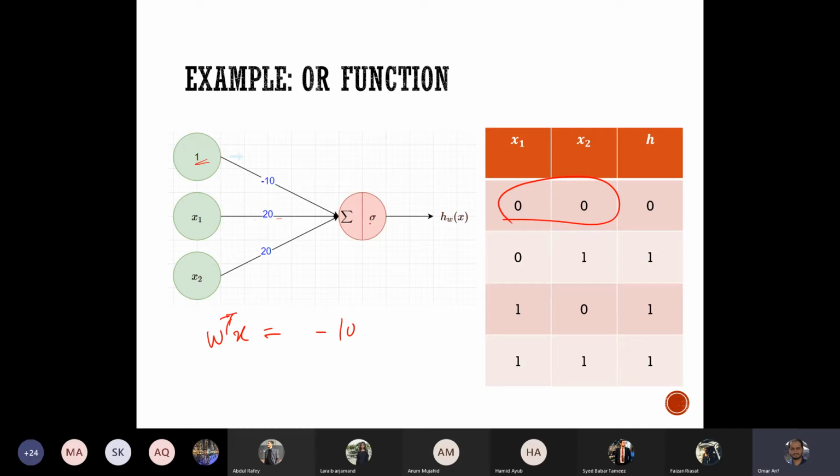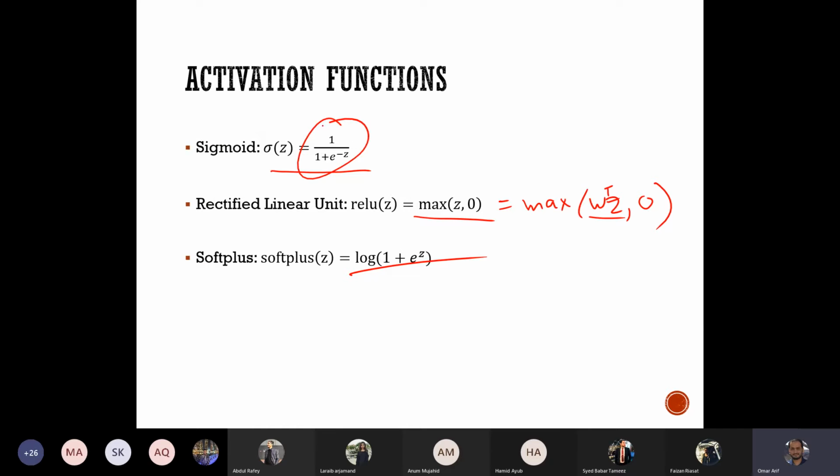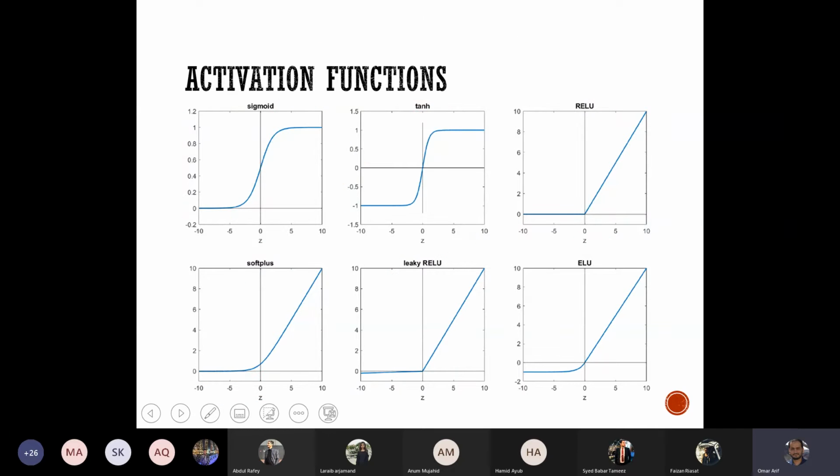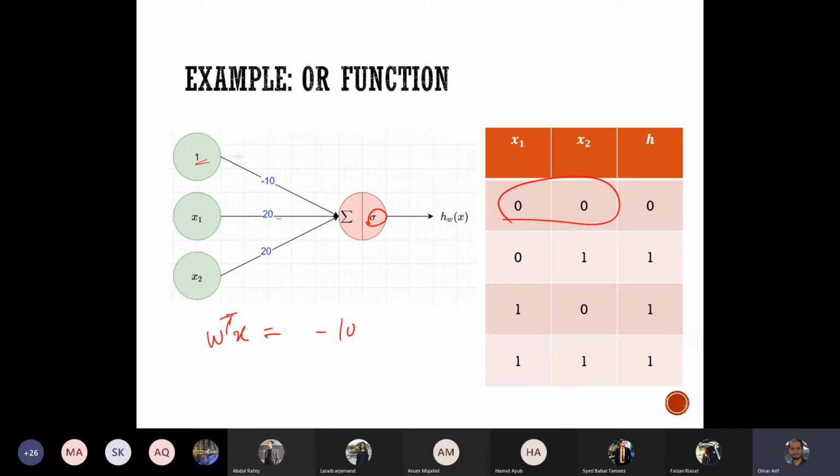And once you apply the sigmoid, we know that this is the definition, this is the equation for the curve for the sigmoid, and you can easily see that the sigmoid when the value is greater than 5 is 1. Sigmoid when the value is less than -5 is 0. So since you get -10, your neuron is predicting 0, which is right.